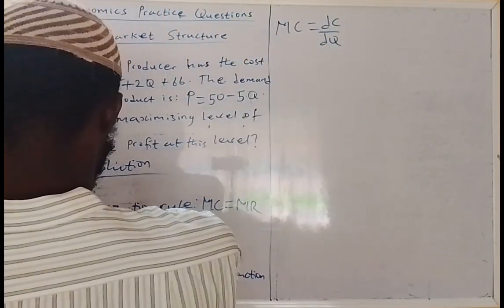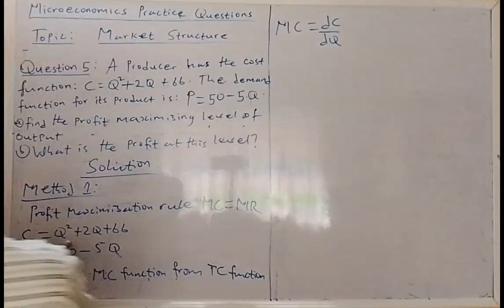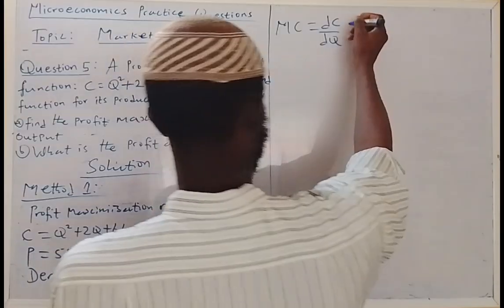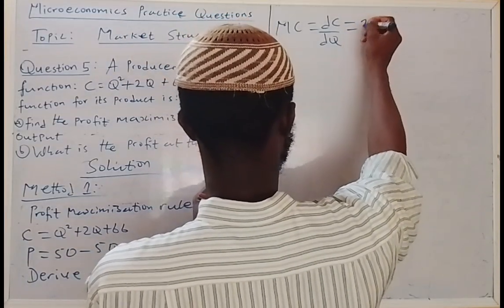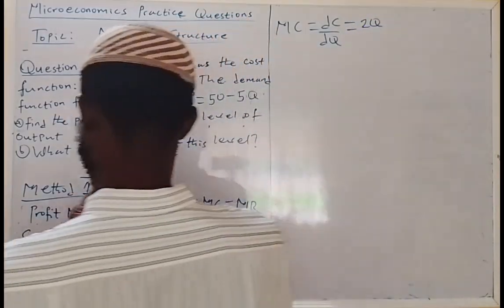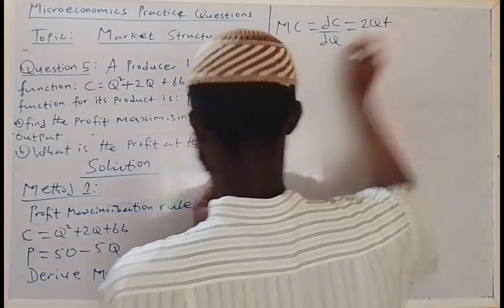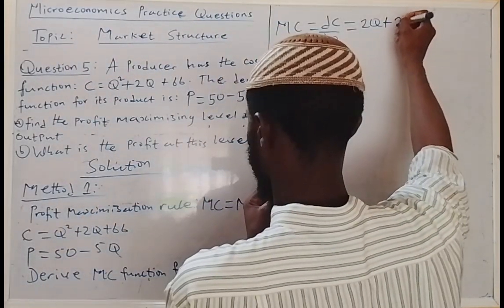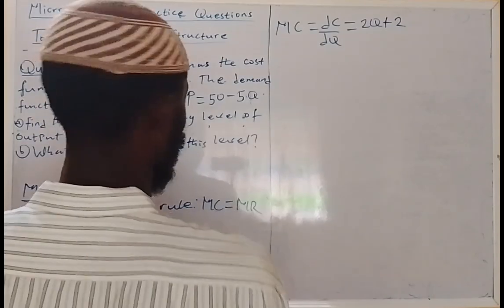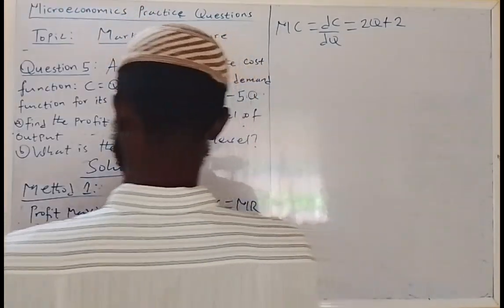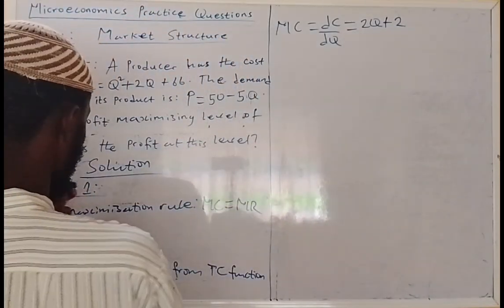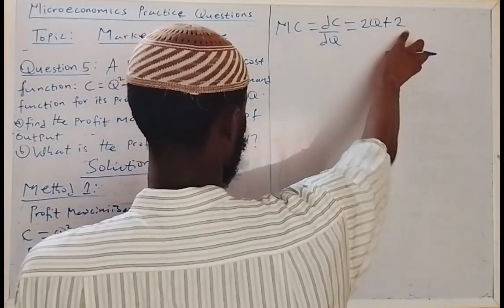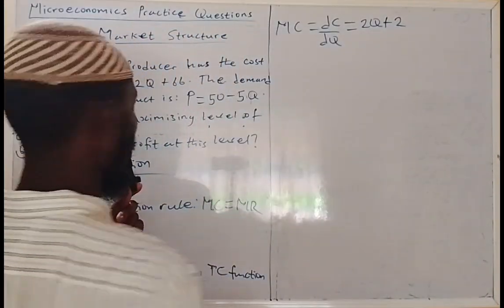So this is our C. We are going to differentiate this with respect to Q. When we differentiate the first term, Q squared, differentiation gives us 2Q. Then plus, when we differentiate 2Q, we have 2. And because 66 is a constant, it will be ignored. So this 2Q plus 2 represents our marginal cost function.